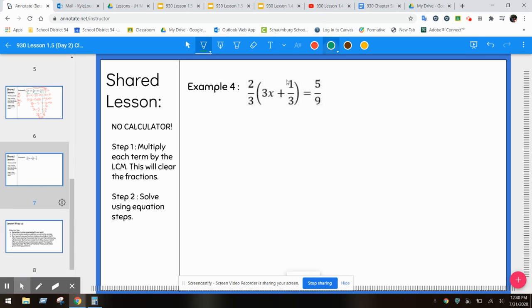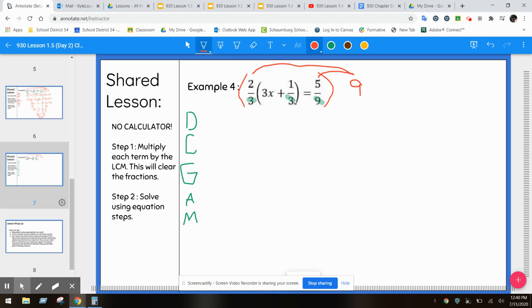So first step, write my steps on the side. D, C, G, A, M. Those will always lead you to the promised land. Now, what do I clear with? 3 and 9 are my denominators. So I have 3, and I have 9. What is the common denominator of 3 and 9? 9. Good.